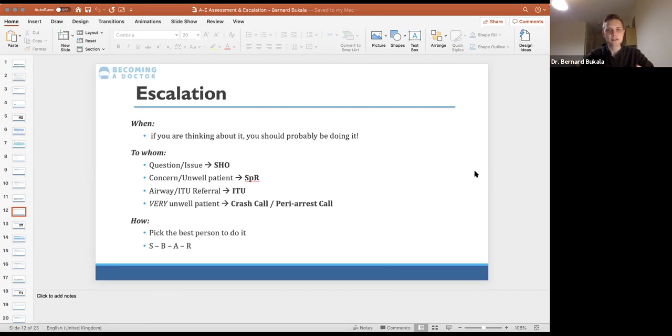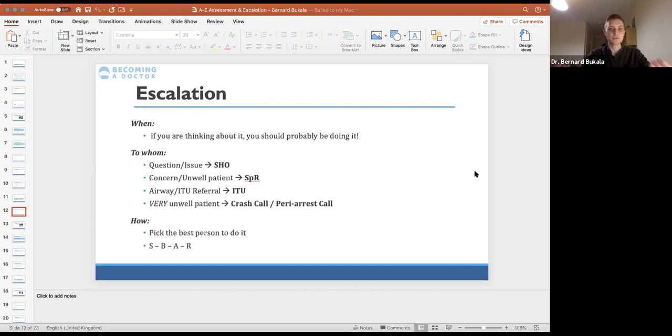Now, if you are concerned, or your patient is unwell, you should probably call the registrar, okay? So the registrar is responsible for the patients on a sort of regular basis. The consultant may or may not be in the hospital at any given point, but the registrar is there and they want to know about all the patients who are unwell. So even if you call your SHO to help you out, you need to tell your registrar, because they are the ones who need to know about the patients who are unwell.